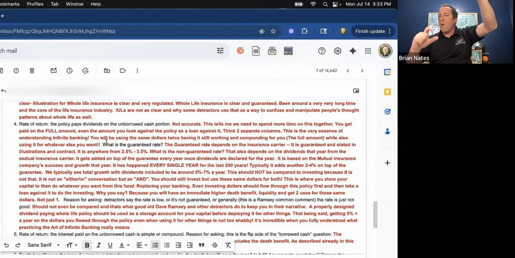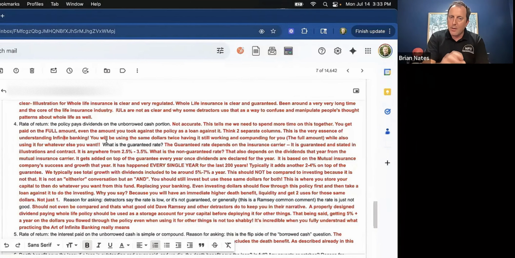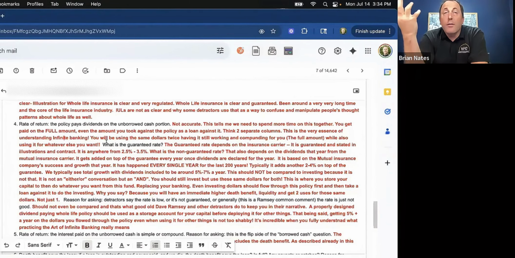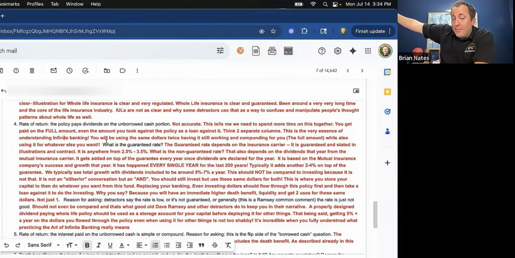Not just on the unborrowed amount, even the amount borrowed, because it's a separate column, a loan against the policy as collateral from the general fund of the insurance company. Again, the very essence of infinite banking. And man, when you understand the full amount's working for you always, yet you can take a loan against it to do whatever you want with it, you want to flow as much money as you possibly can fathom into the policy and then use it for whatever you want, even investing. Okay? It shouldn't be an either-or conversation. It should be an and.